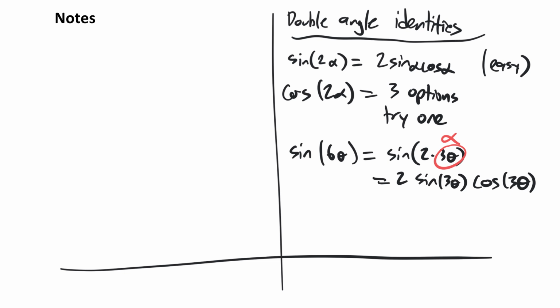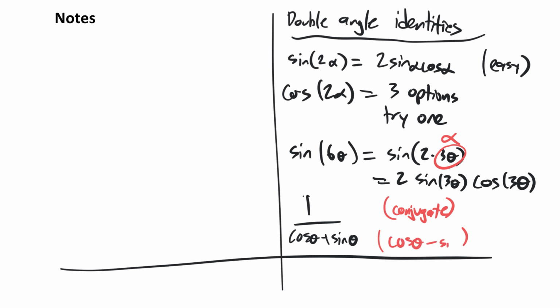And of course, that last thing we did, if you had like a 1 over cos theta plus sine theta and you felt like you were stuck because there was no squareds, you could multiply the top and the bottom by the conjugate, which in this place would be cos theta minus sine theta. Now for an example here, let's do 1 over secant squared x equals sine squared x plus cos 2x. So go ahead and pause the video and give that a try.